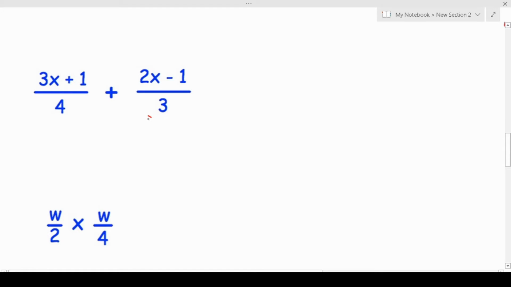Again, in this case, it'd be helpful to list out some multiples of 3 and 4. So multiples of 4 are 4, 8, 12, and 16. And multiples of 3 are 3, 6, 9, and 12. As you can see, they both have a common multiple of 12. So in other words, we're going to rewrite both these fractions such that they have a denominator of 12. So let's go ahead and set that up.